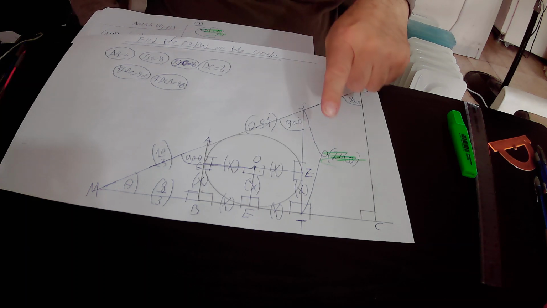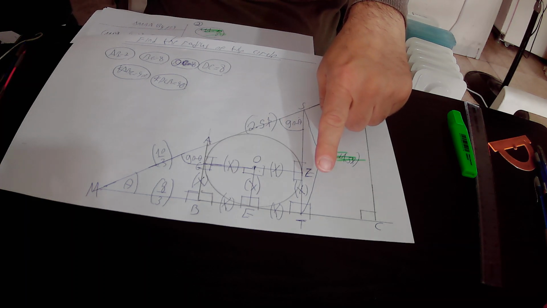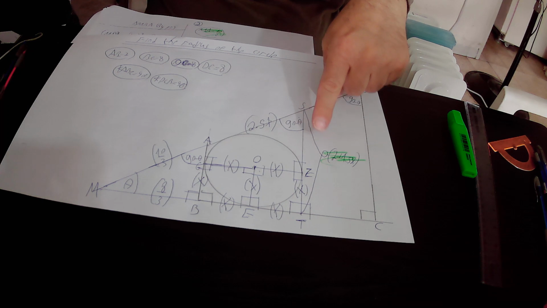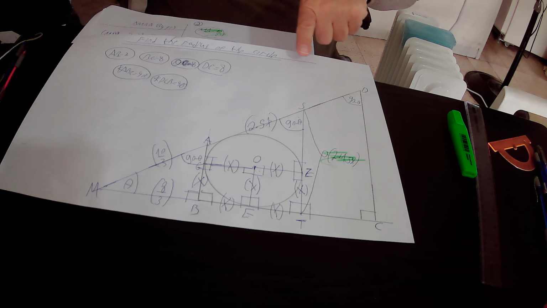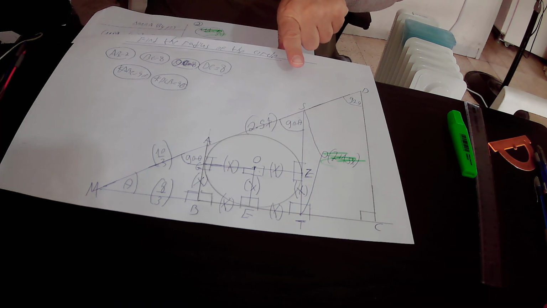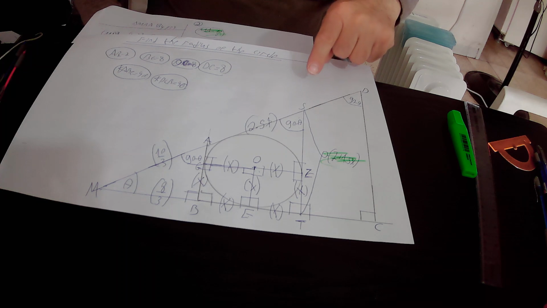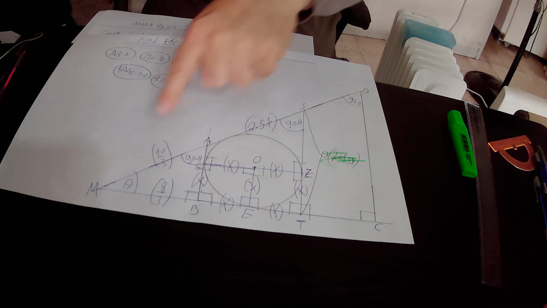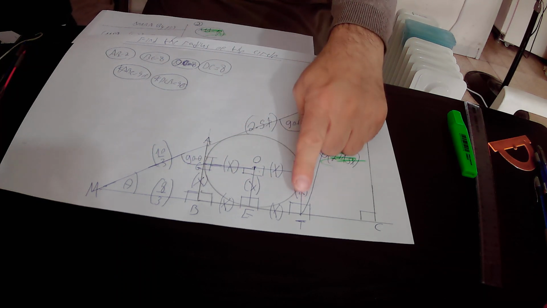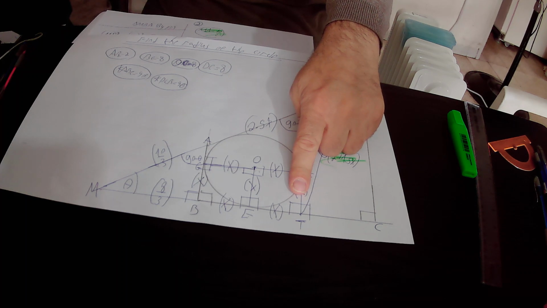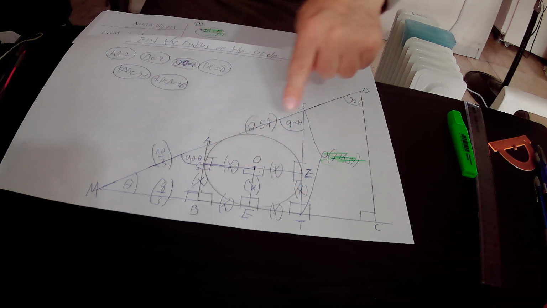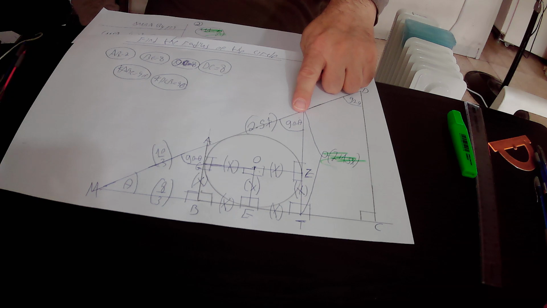So we extended the perpendicular TZ until it touches side AD of the quadrilateral ABCD at point S. In this way we created the right triangle STM. In the right triangle STM, this angle equals 90 degrees according to our construction. This angle equals theta, therefore the missing angle must be equal to 90 degrees minus theta.